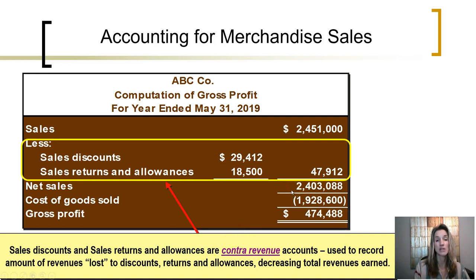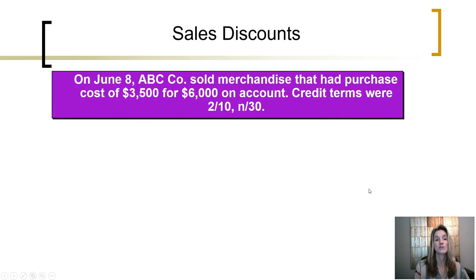So net sales is really the difference between revenues as we originally earned at the time of sales, less any discounts, returns, and allowances that happened after the initial revenue was earned, resulting in the net sales or the actual amount of sales earned. So for example, on June 8th, ABC sold merchandise that had a purchase cost of $3,500 and it was sold for $6,000 on account. They were sold under the credit terms 2% discount if the customer pays in 10 days or the net amount of the invoice is due in 30.